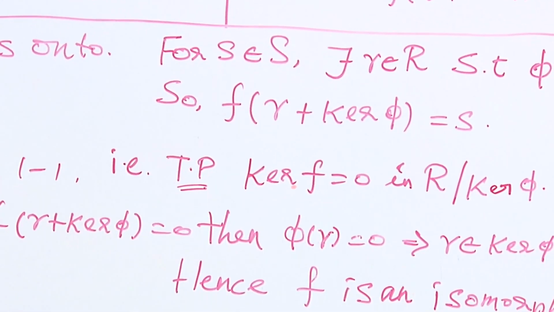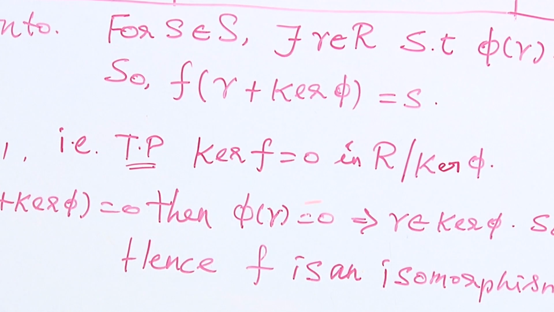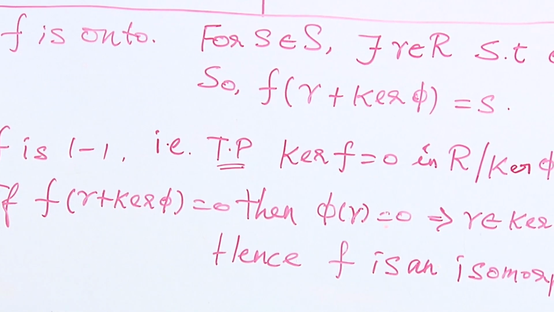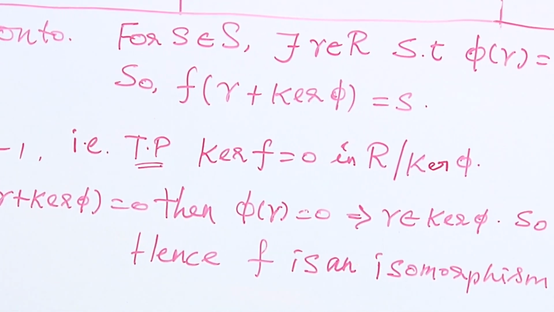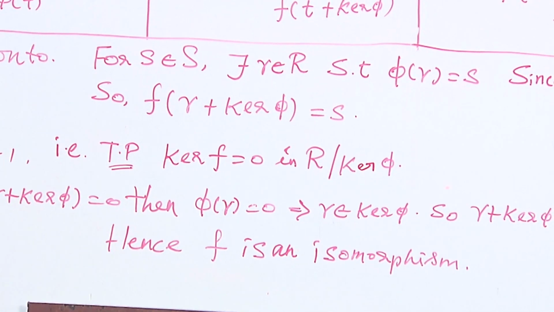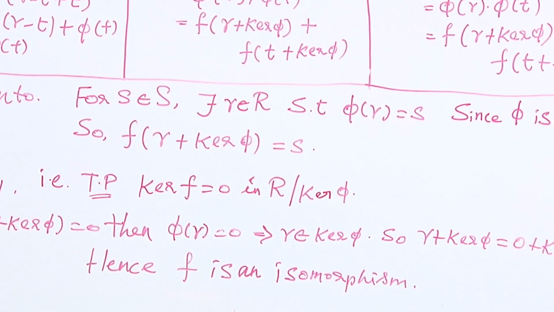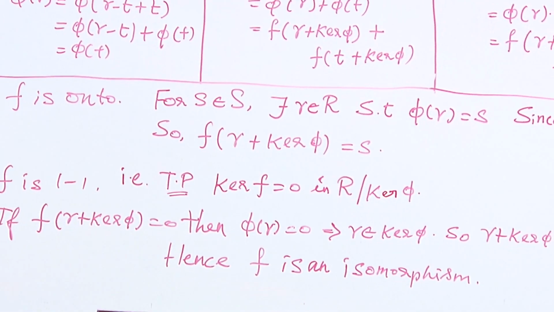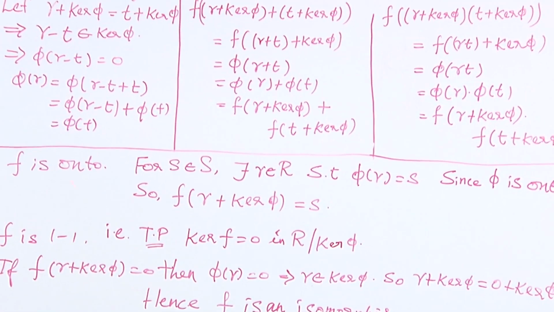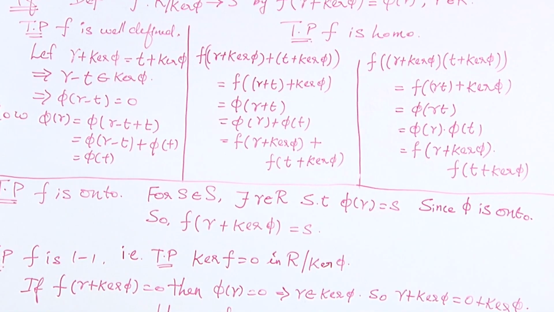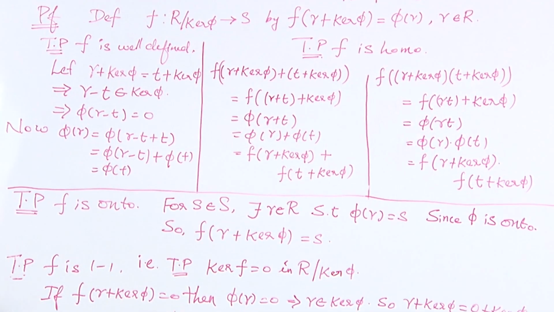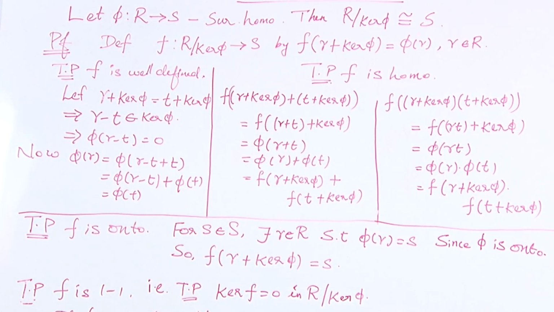It is enough to prove that kernel of f equal to 0 in R by kernel of phi. If f of r plus kernel of phi equal to 0, then phi of r equal to 0. This implies that r belongs to kernel of phi. So that r plus kernel of phi equal to 0 plus kernel of phi. Therefore, f is 1-1. Hence, we prove that f is a homomorphism, f is onto, and f is 1-1. Hence, f is an isomorphism. Therefore, we say that the domain by kernel of phi is isomorphic to the codomain, which is the first isomorphism theorem.